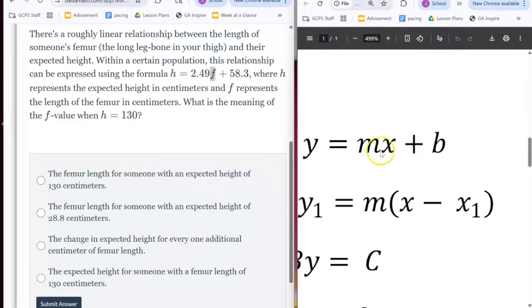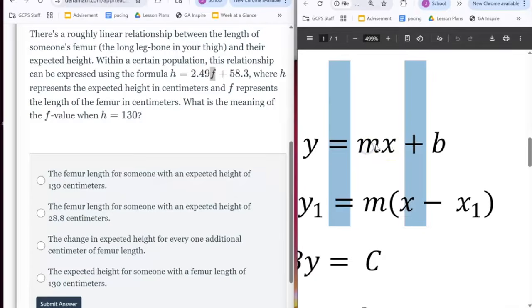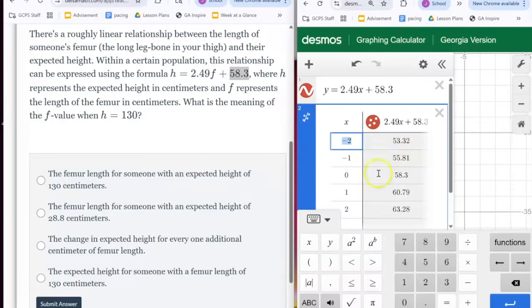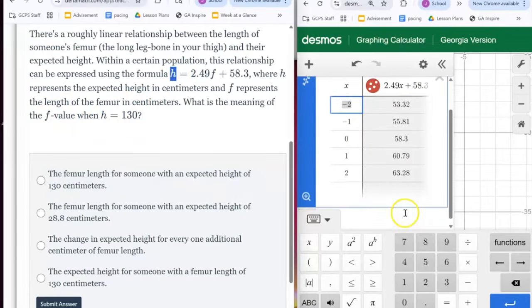Because I'm looking at this formula, mx. So the one that's attached to the variable, and that's x. So this one is attached to the variable. This is x. This is slope. This is y-intercept. All right, so now that I know that, I'm going to come right here. So I know my f is my x. So they're asking, what is my x when my y, which is my answer, is 130? So I'm looking over here and I'm looking for 130.